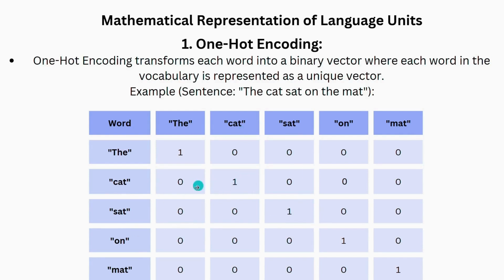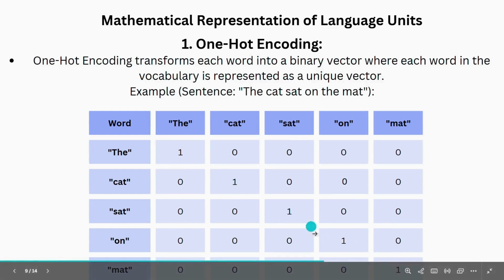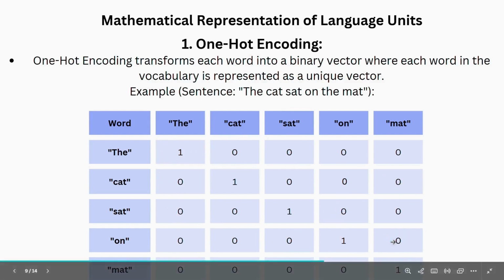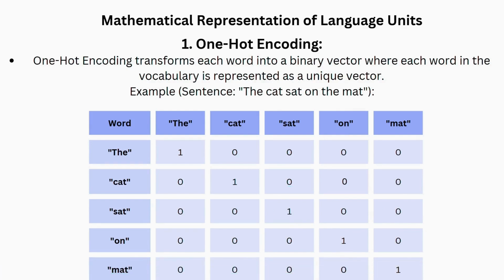Next, sat. The cat sat on the mat. We can retrieve the sentence from this matrix. This is called one hot encoding. By using one hot encoding, we can handle some simple datasets, converting the text into numerical data.